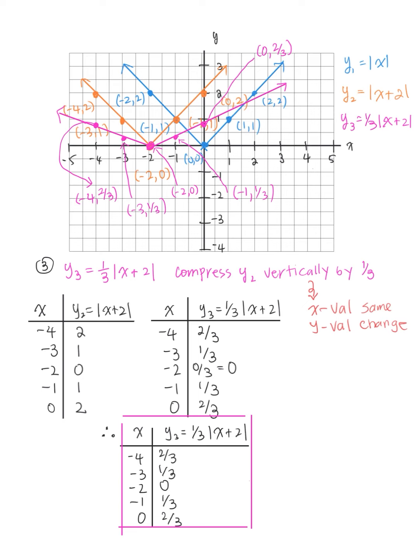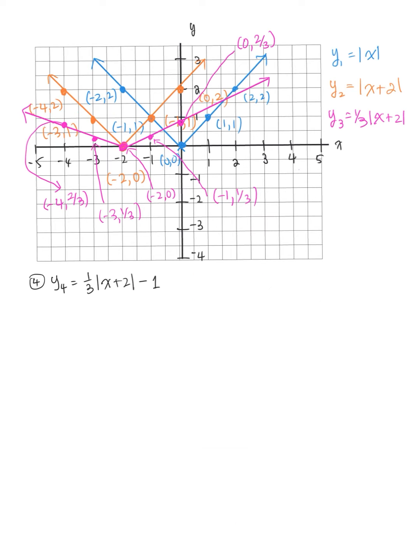So let's do it. Our last step is y sub 4, which is 1/3 times the absolute value of x plus 2, and then -1. So basically you take your graph of y sub 3 and shift that graph 1 unit downward. So what do you think? Which values are going to change? X values or y values? I would say if you're going to shift the graph 1 unit down, then your x values will be the same, but the y values are going to be different.